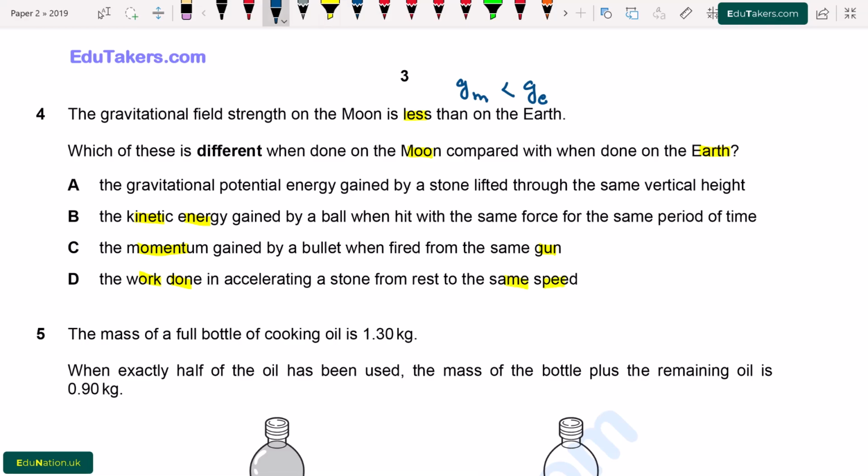So first of all, gravitational potential energy is equal to mgh. Here is the factor of g, which is the gravitational field strength. It is given in the statement that the gravitational field strength on the moon and earth is different. On the moon, the value of g is smaller compared to the earth. So when the value of g changes, the gravitational potential energy will be different on the moon and on the earth. So from here option A is correct.